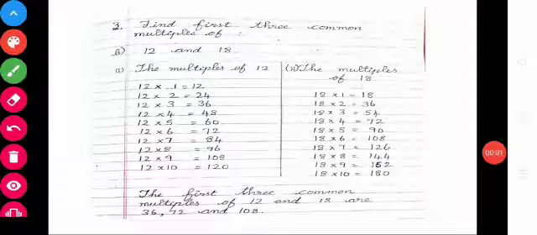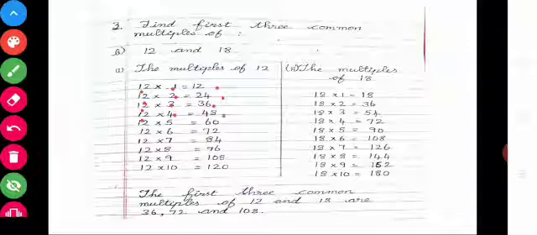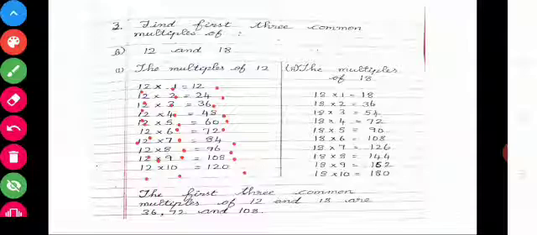Next one, find the first 3 common multiples of 12 and 18. The multiples of 12: 12 ones are 12, 12 twos are 24, 12 threes are 36, 12 fours are 48, 12 fives are 60, 12 sixes are 72, 12 sevens are 84, 12 eights are 96, 12 nines are 108, 12 tens are 120. And then multiples of 18.